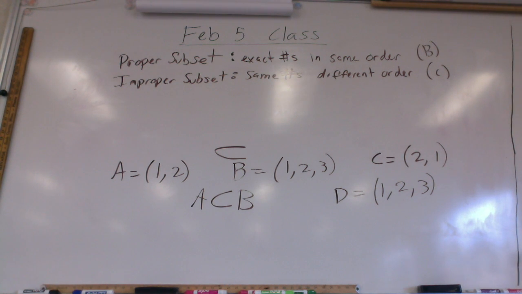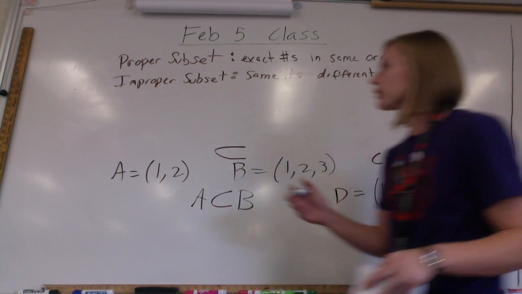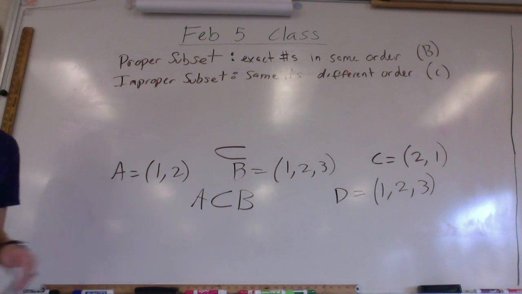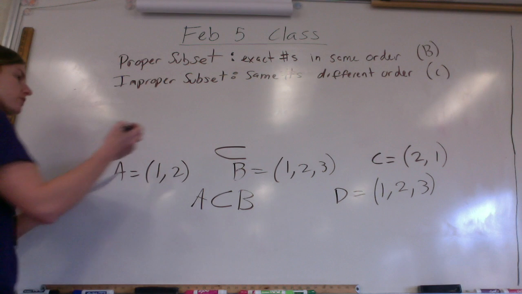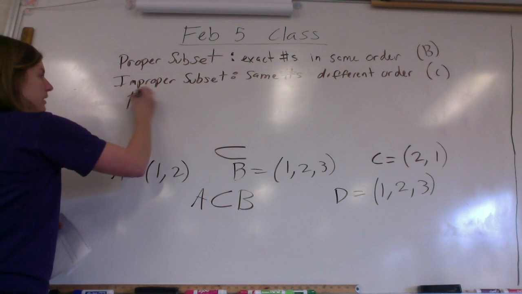So what if I had another set of numbers that we call D, and it's 1, 2, 3? It's the same thing. So not only can we say it's a subset, because it's not really a subset, it doesn't only contain some of the numbers, it contains all of the numbers. So D we could call an equal set.